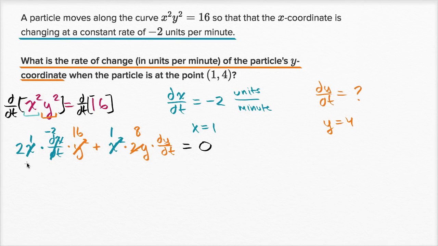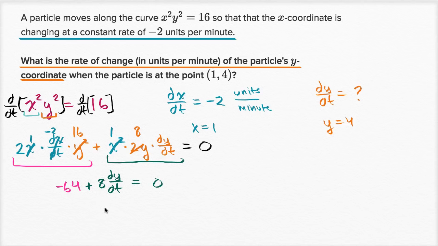And so now this is a good time to simplify this thing. All of this is going to be 2 times 1 times -2, so that is -4 times 16, so that is -64. And then we have all of this. Well, this is just going to be 1 times 8 times dy/dt, so this is going to be 8 dy/dt. So plus 8 times the derivative of y with respect to t is equal to 0.